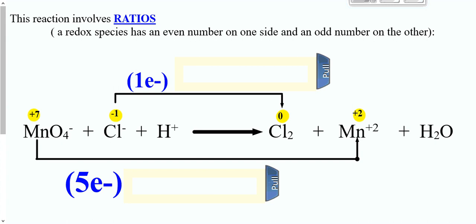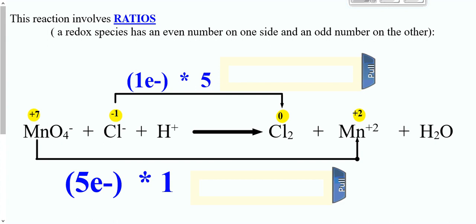So these now need to be made equal. And I can very quickly see that if one chlorine is moving 1 electron, if I multiply it by 5, then 5 chlorines moves 5 electrons, and I only need one of the manganeses to move 5 electrons. That way I've got 5 electrons being gained and 5 being lost. And here's where we run into a problem.